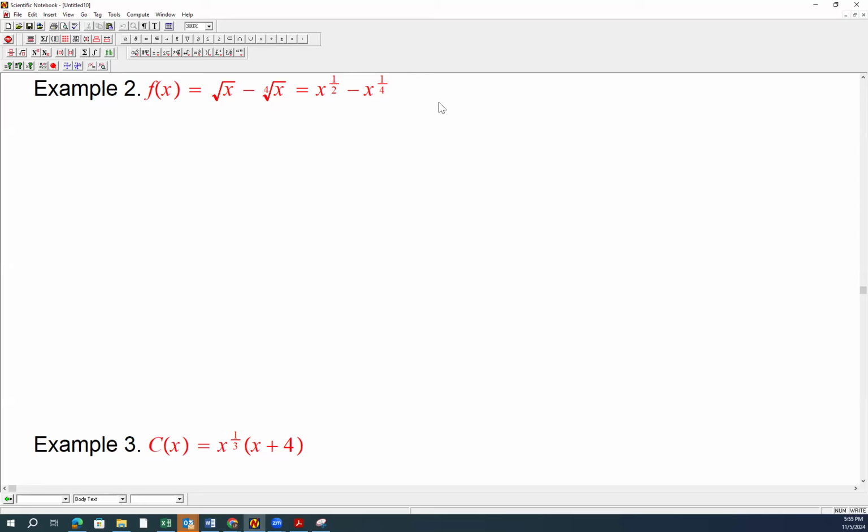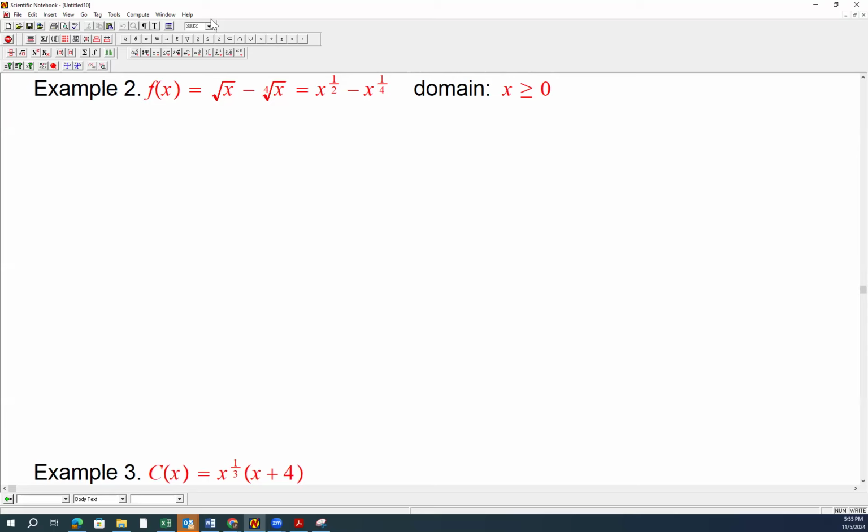First, we need to determine the domain. Okay, domain is x greater than or equal to 0, because we have a square root and a fourth root. Okay, square root and fourth root.